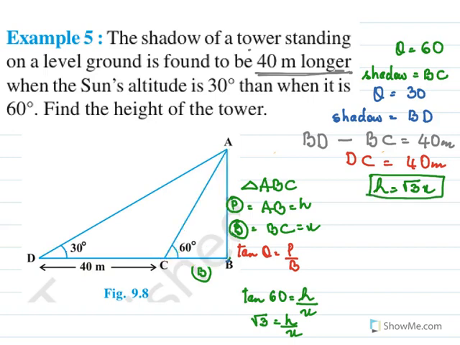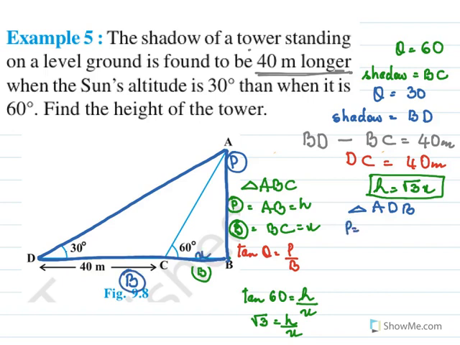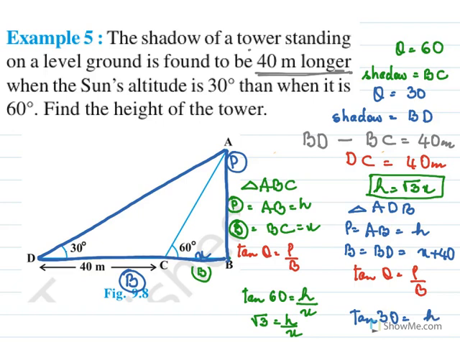Now take up the next triangle. The next triangle we are going to take up is ADB. So in triangle ADB, AB will be the perpendicular, and BD will be the base. Remember, this we have taken as X. So perpendicular is AB, which we took as H, and base is BD, which is X plus 40. Fine. Let's go ahead and do the sum now. We have tan theta, perpendicular over base, and tan theta means tan of 30, perpendicular H, and the base is X plus 40.